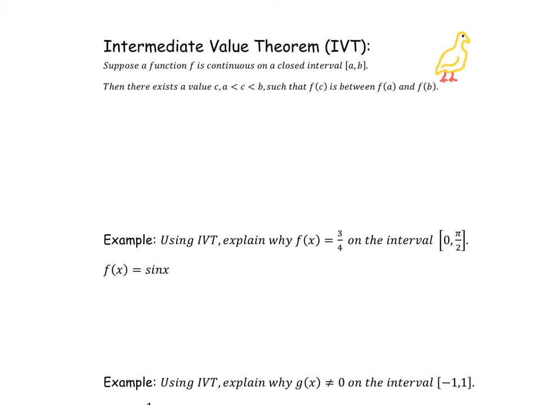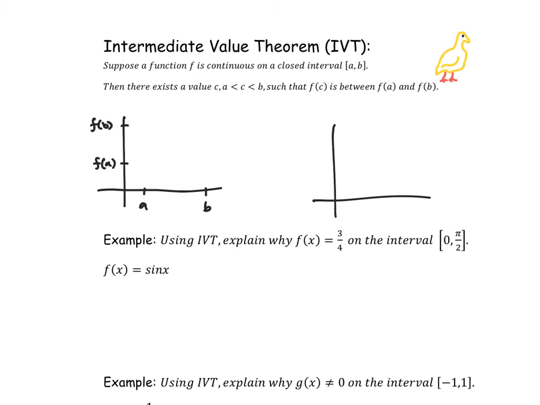Okay, I like to think of the intermediate value theorem as the chicken crossing the road. It can't teleport, and you'll see why in a second here. So suppose a function is continuous on a closed interval from a to b. Then there exists a value c within a and b such that f of c is between f of a and f of b. So check it out. Here's a, here's b. Here's f of a, here's f of b. Now, it could be the other way around, right?